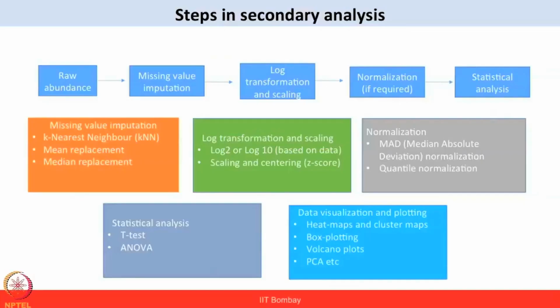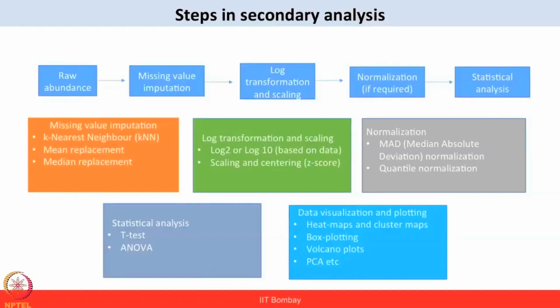So, let me take you through the steps in secondary analysis. After the raw intensity values, we do missing value imputation. Missing values are a common feature in omics datasets. This may occur due to some technical limitations or due to some manual handling. We will be talking in detail about missing value imputation in terms of KNN, that is k nearest neighbor, mean replacement, and median replacement.